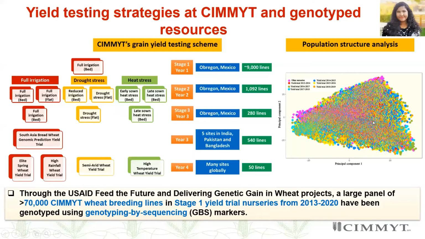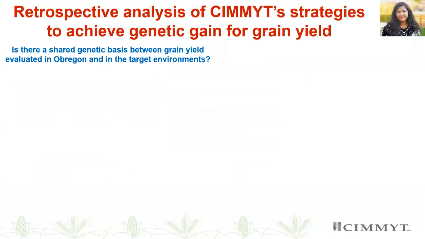So now we have the genomic data for all these lines, and we have used it to answer different questions, which are here. The first question that we asked is: is there a shared genetic basis between grain yields evaluated in Obregon and the target environments? Because you need to have some similarity in the genomic regions in Obregon and different environments.